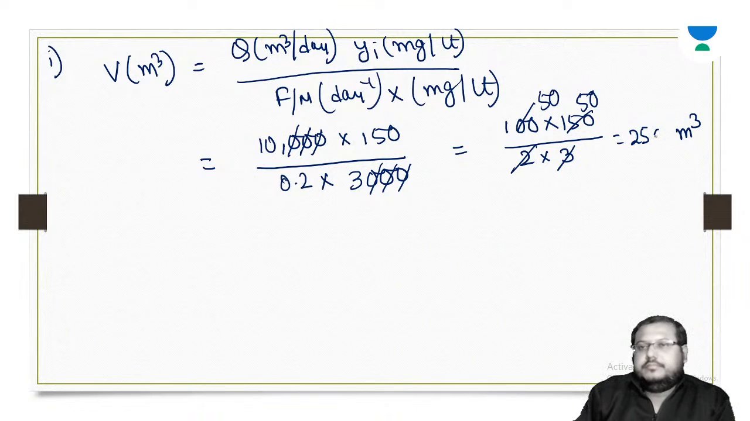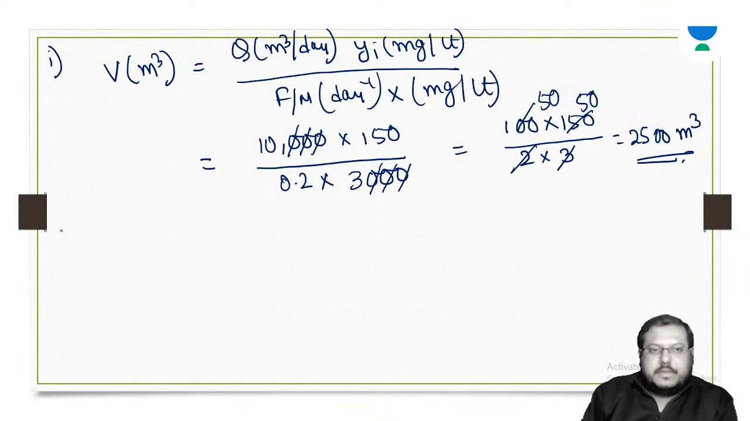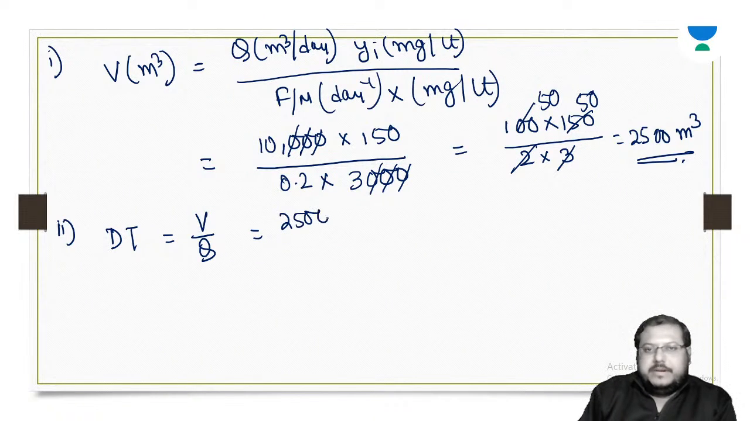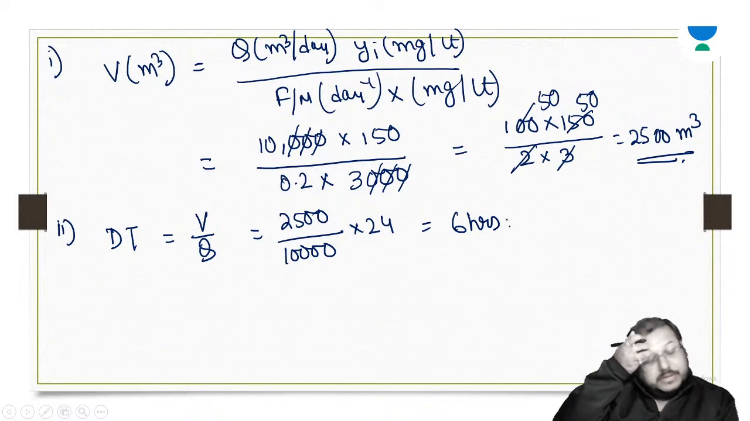2500 meter cube. That will be your volume. Second question: aeration period, retention period will be V by Q, that is 2500 meter cube by 10,000 meter cube per day into 24. It will be 6 hours. That is retention time.